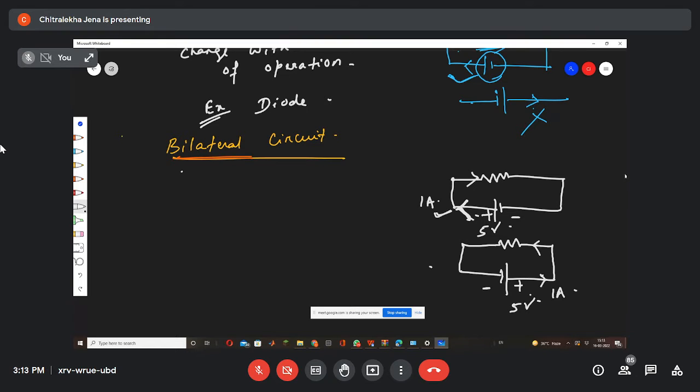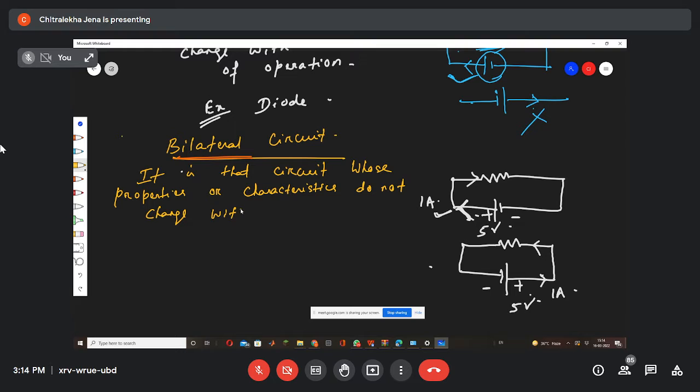So how do you define a bilateral circuit? It is that circuit whose properties or characteristics do not change with the direction of operation. Write down: it is that circuit whose properties or characteristics do not change with the direction of operation. Am I clear to all of you?